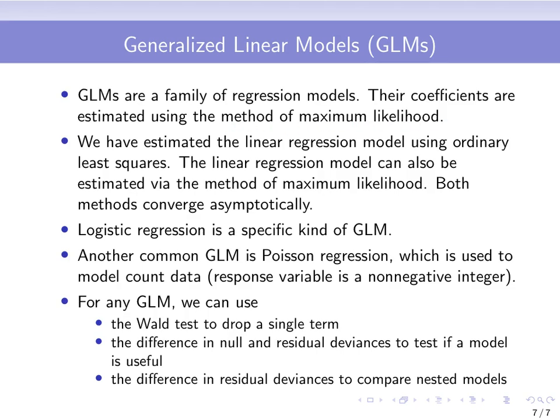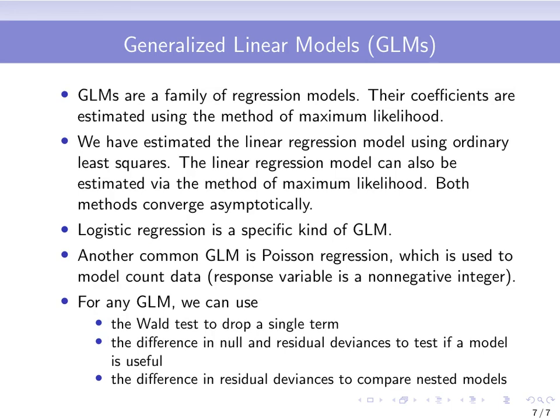So far we've seen linear regression and logistic regression. We have estimated linear regression using ordinary least squares, not with the method of maximum likelihood. Now, it turns out the linear regression model can also be estimated via the method of maximum likelihood, and both methods converge asymptotically. So if you have a large enough sample size, both methods should result in values that converge with each other. One thing I'll mention is that the method of maximum likelihood for linear regression is much more sensitive to the assumption of normality of the error terms, whereas ordinary least squares is not super sensitive to that assumption.